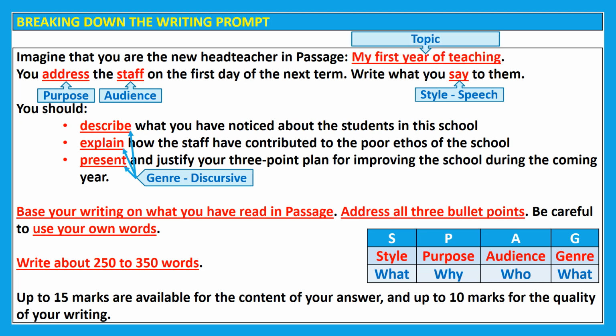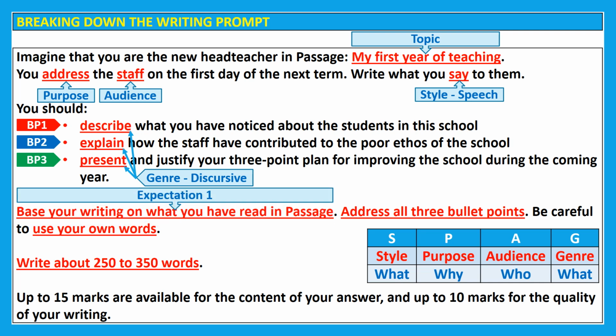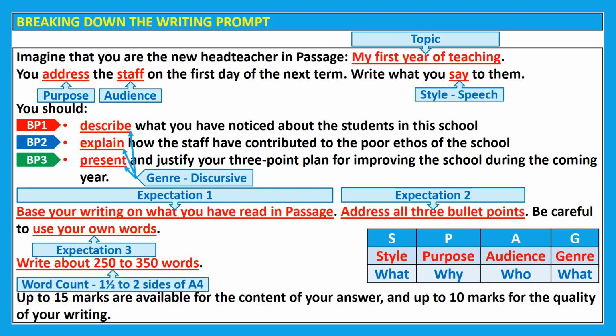Focus on the bullet points that outline what to include in your speech. Remember a few expectations as you write. Base your writing on what you have read in the passage. Address all 3 bullet points. Use your own words. In standard handwriting, your speech should be between 250 and 350 words, typically filling about 1.5 to 2 sides of A4 paper.